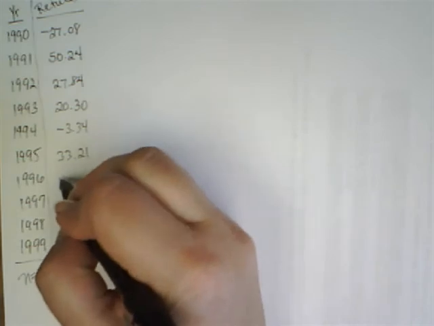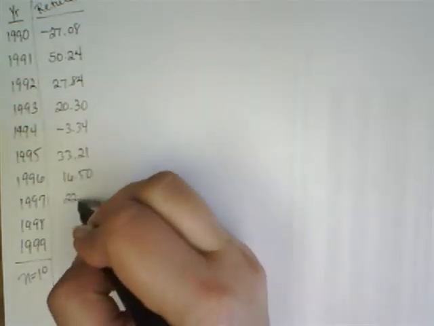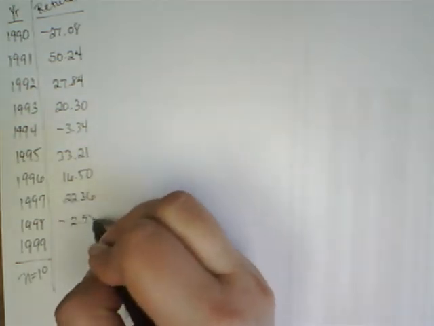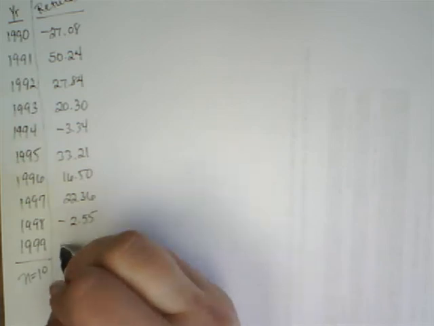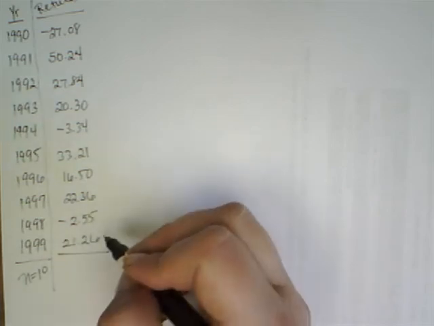33.21, 16.50, 22.36, negative 2.55, another loss, and then in 1999, finally 21.26.